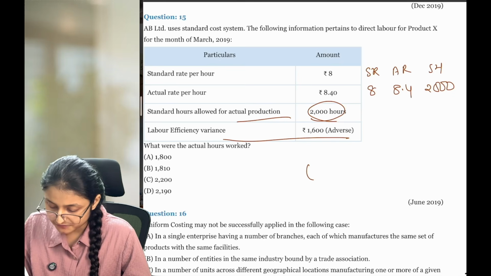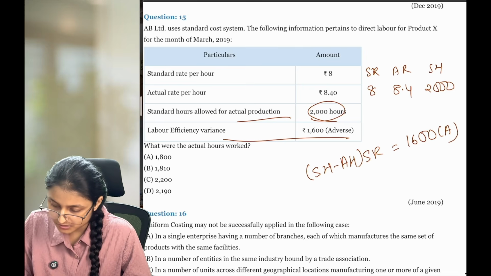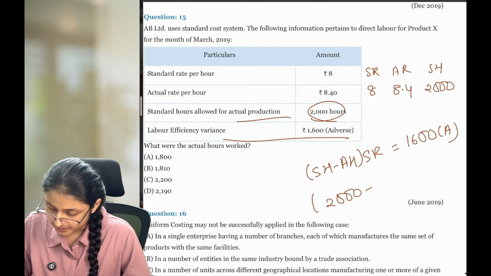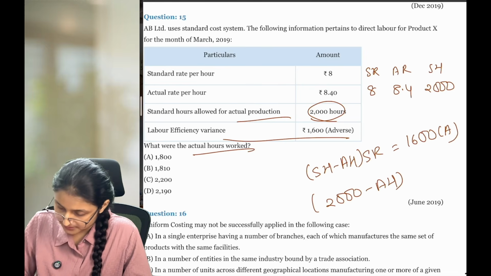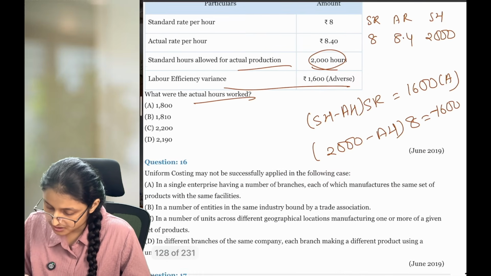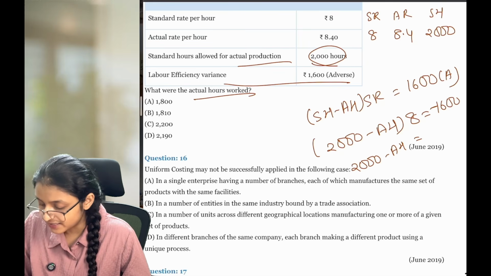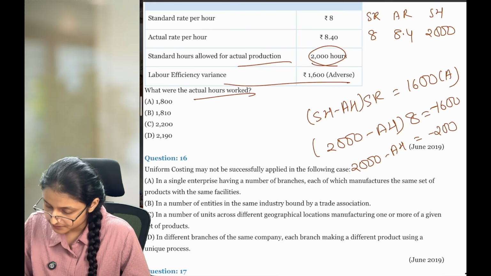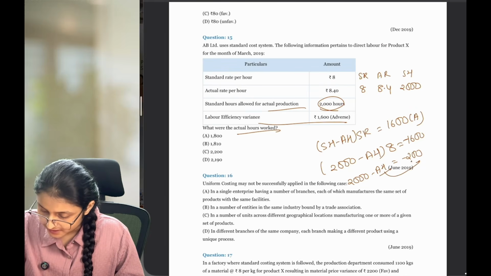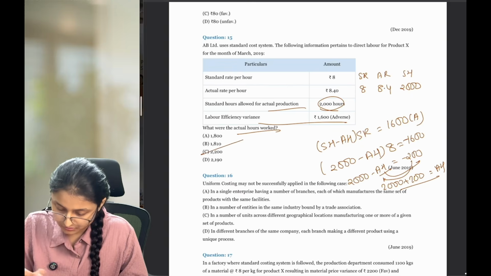How to calculate labor efficiency variance? Standard hours minus actual hours into standard rate will give you efficiency variance of 1600 adverse. Standard hours is 2000 minus actual hours, we don't know, we have to calculate that only, multiplied by standard rate is 8. 1600 adverse is 1600 negative. 2000 minus actual hours is equal to, if I take this 8 there, I'm getting 200 negative. So if I take this actual hour there and 200 here, I'm getting 2000 plus 200 is equal to actual hour. And your actual hours is 2200.